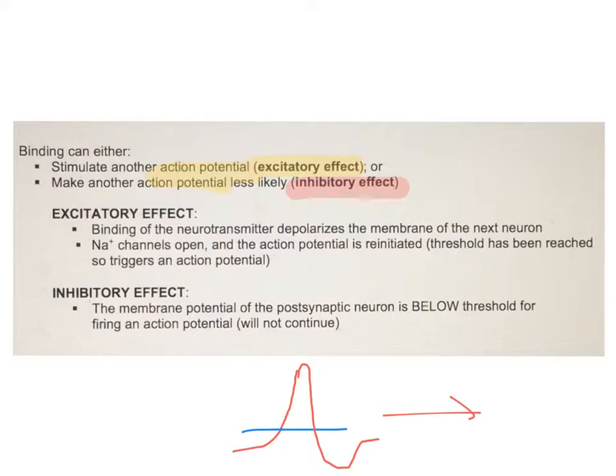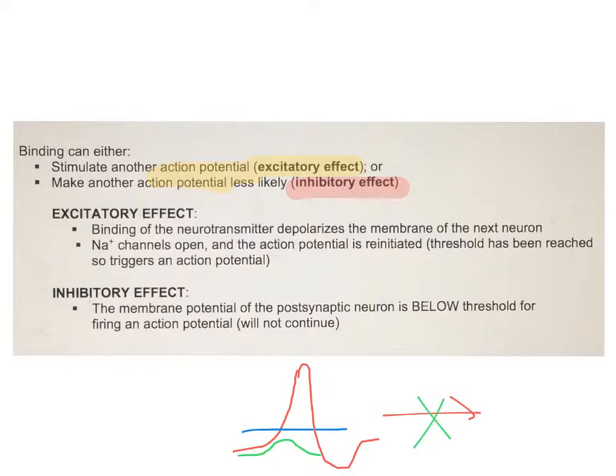Now, what happens with the inhibitory effect is that the membrane potential of the postsynaptic neuron is below the threshold for firing an action potential. So meaning that the neurotransmitter will bind to the target, it'll bind to the next neuron, but it will not allow the neuron to get above that threshold level. So remember, this is our threshold here. And so essentially what is going to happen is that the next neuron, okay, will be at rest, and it won't make it all the way up to that threshold, and so it won't continue on, and therefore the signal doesn't get passed anymore.